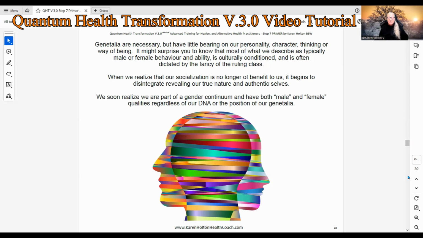It might surprise you to know that most of what we describe as typically male or female behavior and ability is culturally constructed and conditioned and is often dictated by the fancy of the ruling class. When we realize that our socialization is no longer of benefit to us, it begins to disintegrate, revealing our true nature and our authentic selves. We soon realize we are part of a gender continuum and have both male and female qualities, regardless of our DNA or the position of our genitalia.